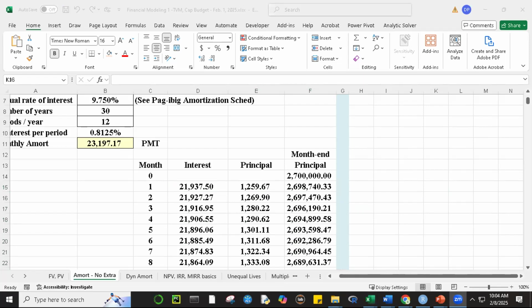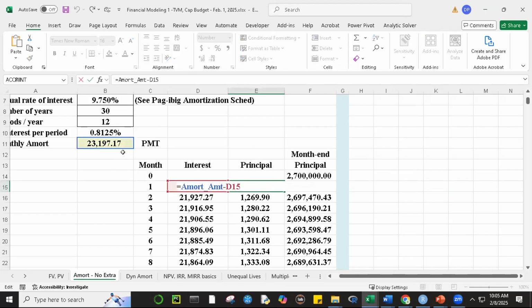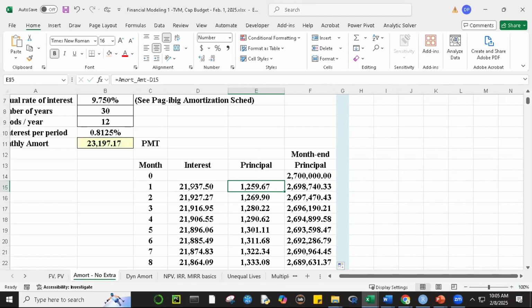Okay, Sam, were you able to get it? Sorry, sir. What's the formula for the principal? It's the amortization amount. This one, excuse me. Okay, so this one, yes, sir, it's equal to this monthly amortization. This is a fixed amount that we're going to pay, and then subtract the interest.